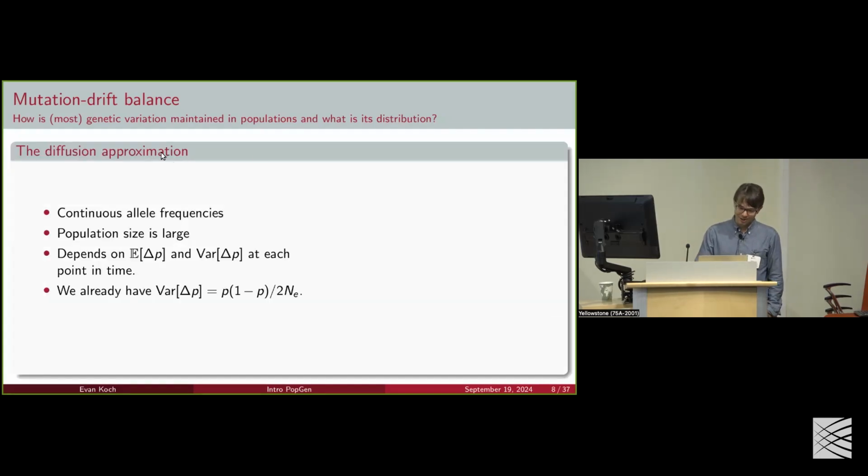This provides a nice opportunity to introduce a second approximation. So we can think about this Wright-Fisher model. We want to get even simpler, actually. So we're now going to approximate that allele frequencies aren't this count in the population. We'll say, okay, well, they're actually approximately continuous, which unless you're a very, very rare allele is going to be pretty good for a population, which is sort of similar to saying the population size is large. In this diffusion approximation, the dynamics of those allele frequencies are only really going to depend on the expected change in allele frequency per generation and the variance in allele frequency change. And as we've already seen, we already know what the variance is. It's p(1-p) over the effective population size.